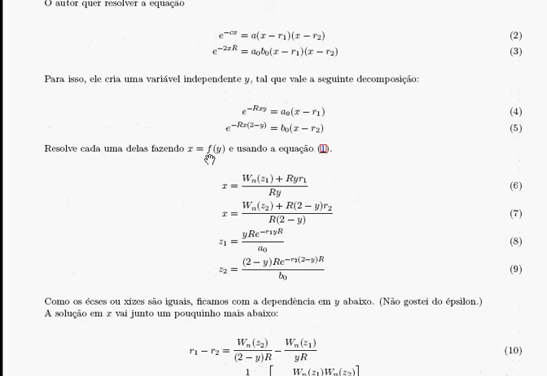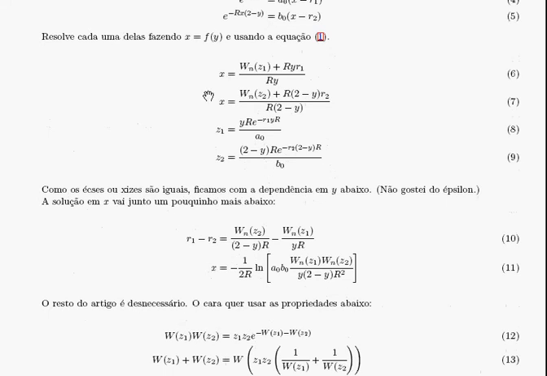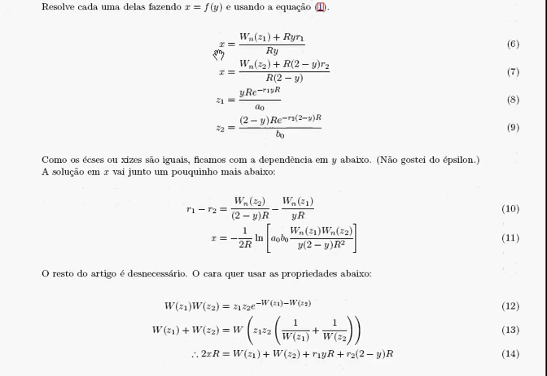Now we're going to solve x as a function of y using the first equation. x is W of z1, x is W of z2, where z1 is a function of a0 and z2 is a function of b0, and the two x's are equal. We have a dependency in y. W equals W, r1 minus r2 is equal to this object. And who is x?